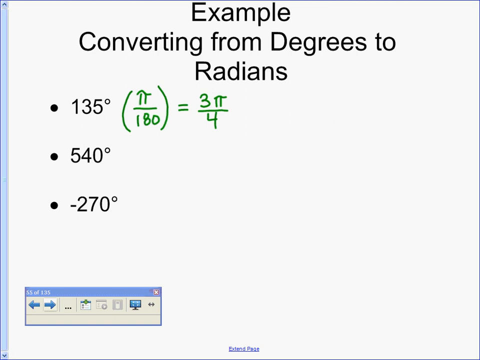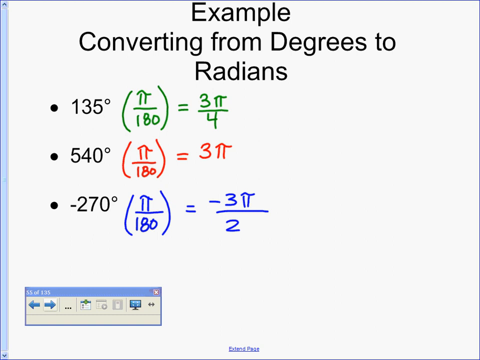Again, same process with the 540 degrees. We're going to multiply by pi over 180 because we want to take the degrees and convert them to radians. If we simplify the 540 over 180, that's going to simplify to 3 pi. And then our last one, we've got a negative angle measure. Still, we multiply by the pi over 180 because we want to convert to radians. Negative 270 divided by 180 is going to give us negative 1.5, or negative 3 over 2, and then we keep our pi, negative 3 pi over 2.